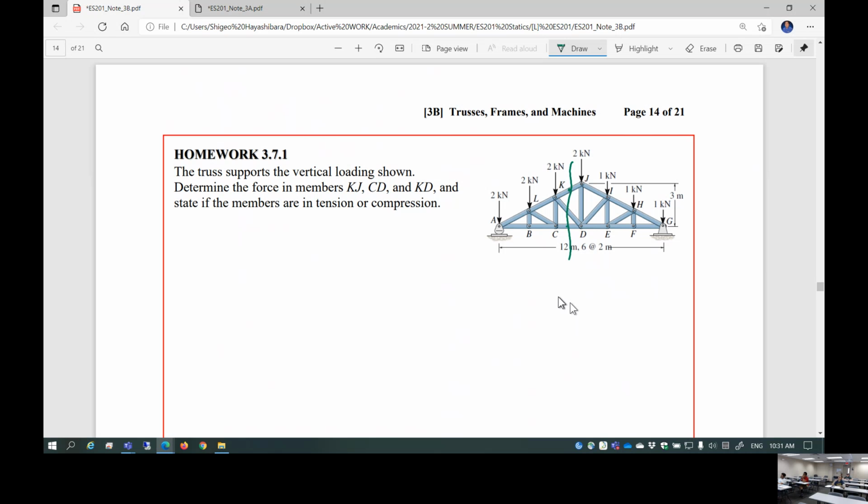What does that mean? This is the total 12-meter width, 6 segments of 2 meters. 1, 2, 3, 4, 5, 6. Yeah. So this is 2, 2, 2, 2, 2, 2. Total is 12 meters. Yeah. Okay.